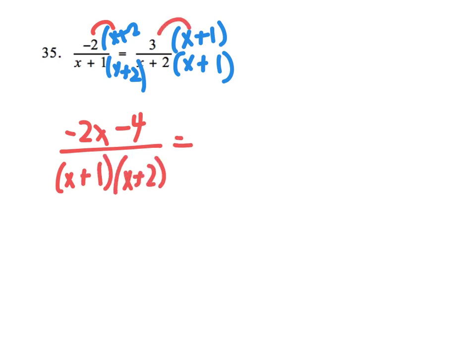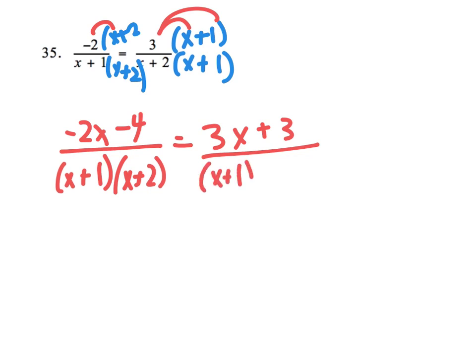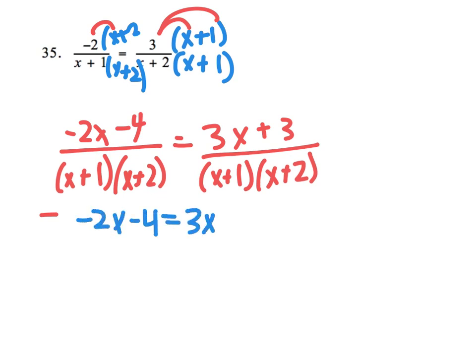That's going to equal 3 times x, which is 3x. 3 times 1, which is 3. All over x plus 1 times x plus 2. Again, at this point, we don't care about denominators. We're going to have -2x minus 4 equals 3x plus 3. Let's pray this gets us a nice, beautiful answer. I'm already looking at it, and I don't think it will.